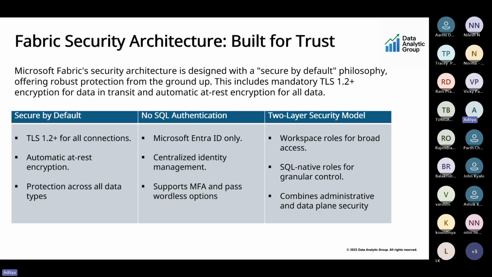Whatever it is, there is TLS 1.2 for all the connections, and it will be encrypted at rest. Whatever data is at rest, whatever you create, like Lakehouse, Warehouse and everything, it will be automatically encrypted. So it is protected across all data types, whatever data you are creating.